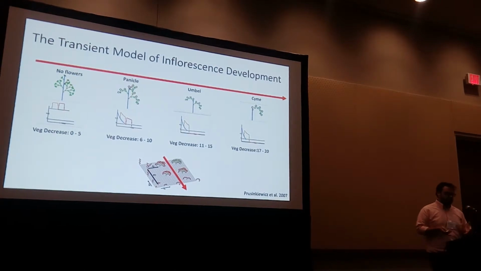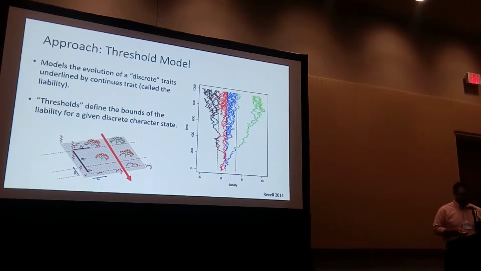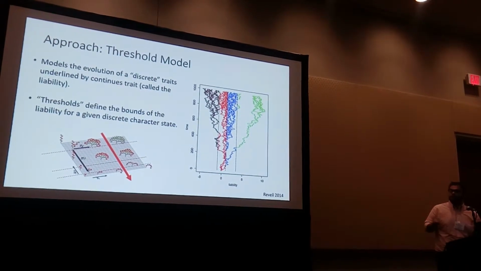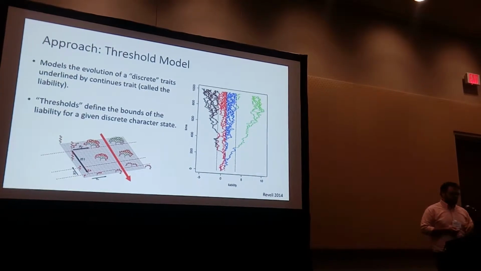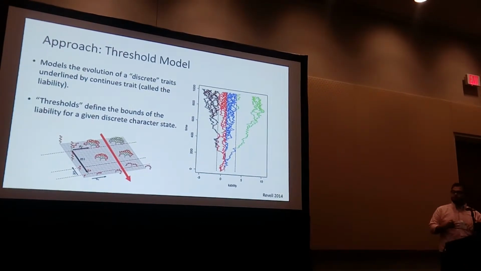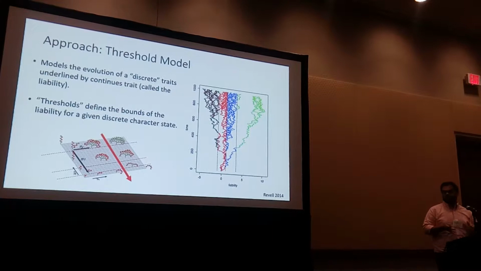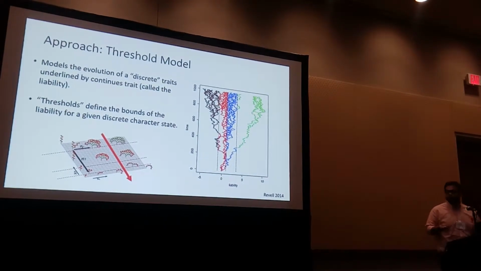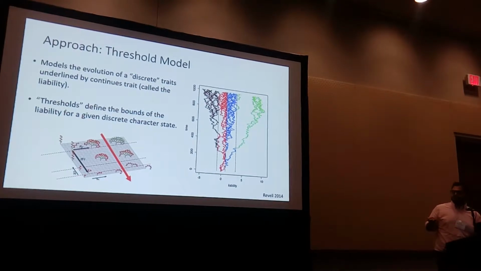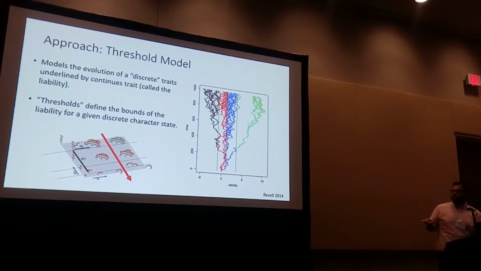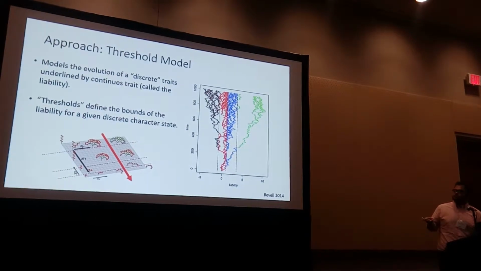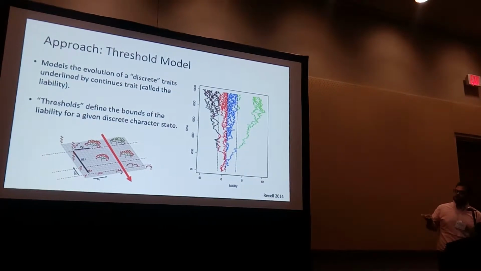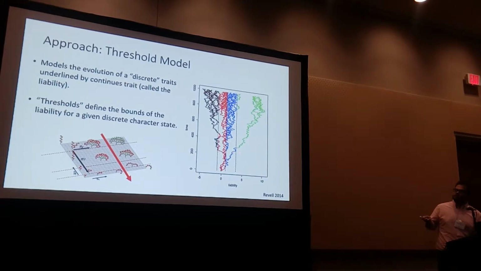And so one approach that we can use is this threshold model, which assumes that discrete traits are underlain by a continuous variable, and this continuous variable is usually modeled by Brownian motion. And it's called the liability. So on this figure from Revell 2014, you can see that this liability is being evolved, and once it passes a certain threshold, the state changes from blue to green or blue to red.